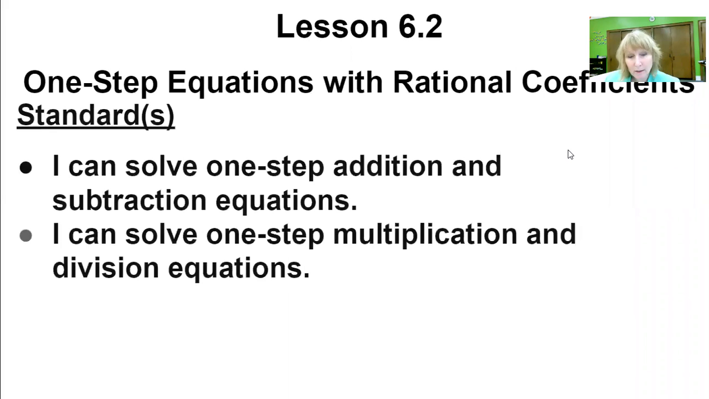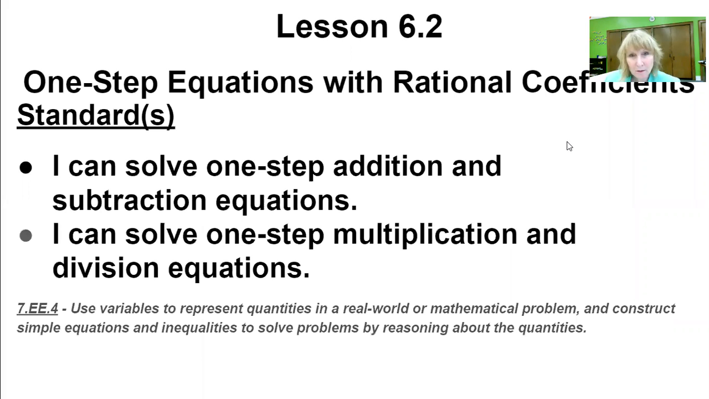Hello, this is video 6.2, one-step equations with rational coefficients. Okay, today we are going to learn: I can solve one-step addition and subtraction equations, and I can solve one-step multiplication and division equations. This is from EE4, use variables to represent quantities in a real world or mathematical problem, and construct simple equations and inequalities to solve problems by reasoning about the quantities.